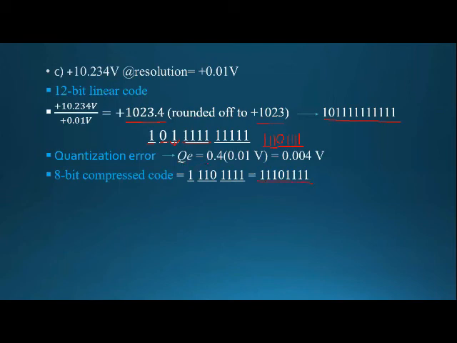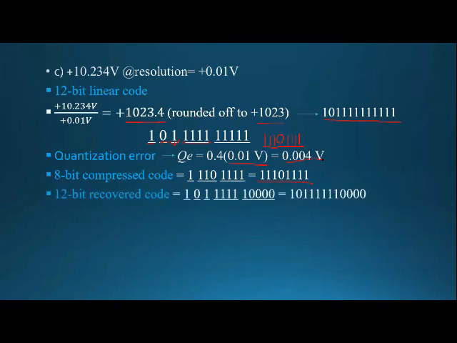So the quantization error again is just the difference between the sampled voltage and the quantized voltage multiplied by its resolution. So we have 0.004 volts. And we have the 12-bit recovered voltage. Copy the sign bit. Then this binary number here, we have to subtract it from 7 since this is equal to 6. 7 minus 6 is equal to 1. So we just add 1, 0. Then after the trailing zeros, we add 1 before the quantization interval.